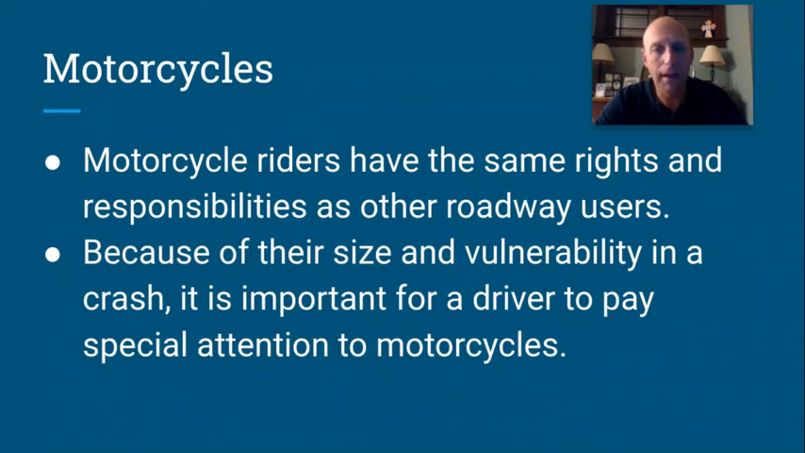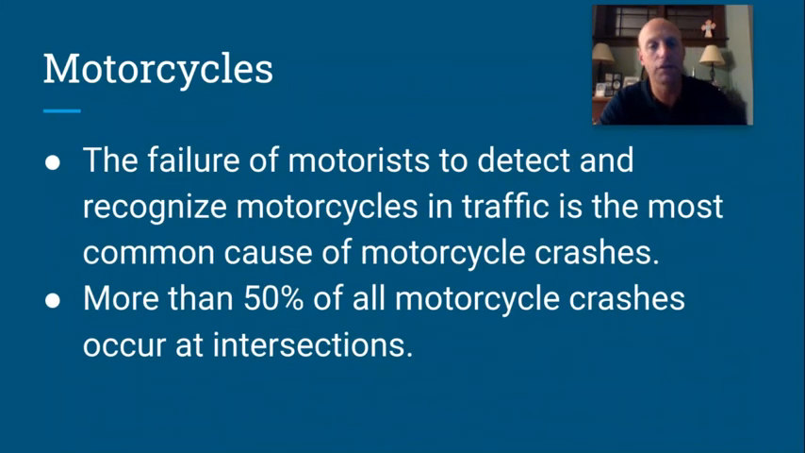A motorcycle rider has only what they have on their body. Maybe they're wearing a helmet. Maybe they're wearing protective clothing. Maybe not. So they're pretty vulnerable. They don't have much protecting them. So it's really important for us to be extra careful around them. So we need to pay special attention. The failure of motorists, that's people like you and me, to detect and recognize motorcycles in traffic is the most common cause of motorcycle crashes.